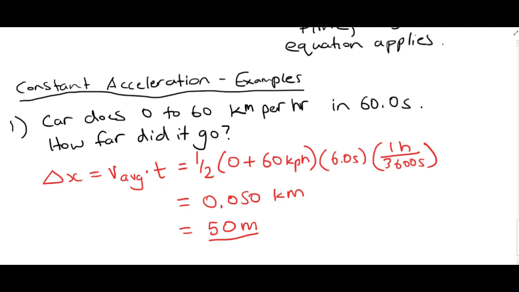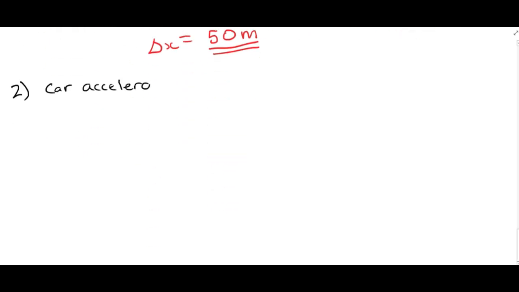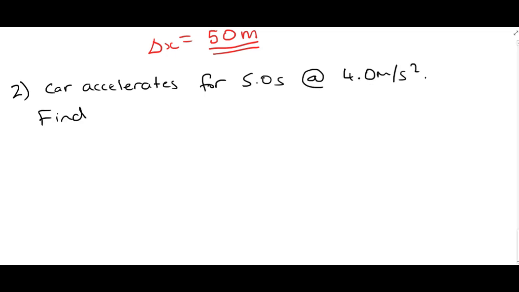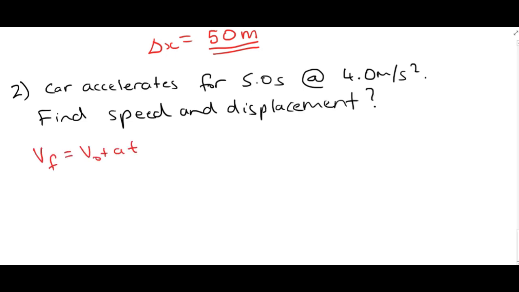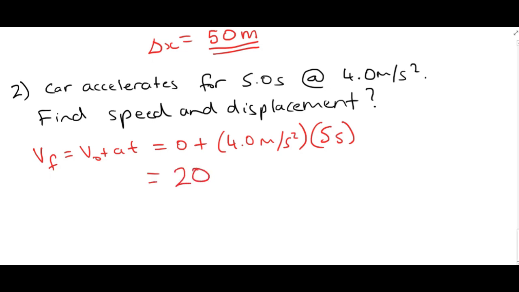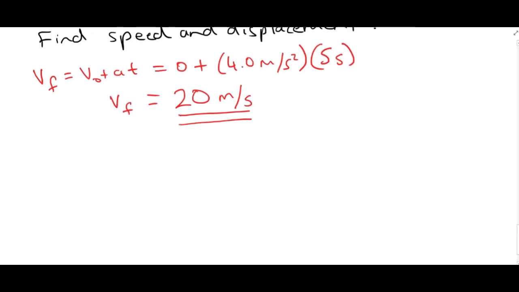Number 2 tells us that a car accelerates for 5 seconds at an acceleration of 4.0 meters per second squared, and we need to find what the final speed is as well as its displacement. We can use the formula vf is equal to v0 plus at, where the initial velocity is 0, the acceleration is 4, the time is 5. So now we have 20 meters per second as our final answer. Now we can find the displacement, which is delta x is equal to the average velocity times time.